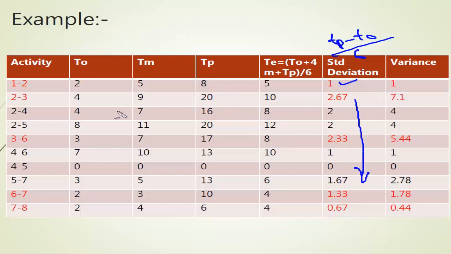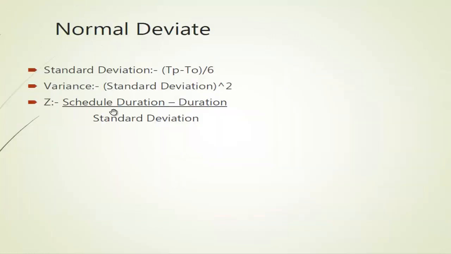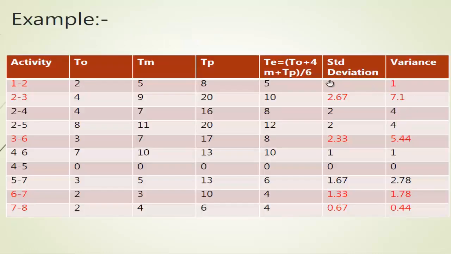Okay, (TP minus T0) divided by 6. Then we have the variance, and I told you already that it is the standard deviation raised to the power 2. Whatever the standard deviation comes up to here, you have to raise it to the power 2 to get the answer for the variance.